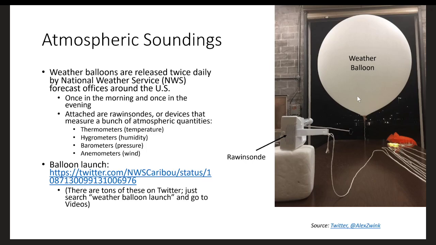So yeah, we have radiosondes, or devices that can measure a bunch of atmospheric quantities. So we have thermometers to measure the temperature profile, hygrometers to measure the humidity, barometers to measure the pressure, and anemometers to measure the wind speed and direction. And they also have GPS on them, so we can figure out how far they travel from the site, because they're not going to go up in a straight line. They're going to get blown around.